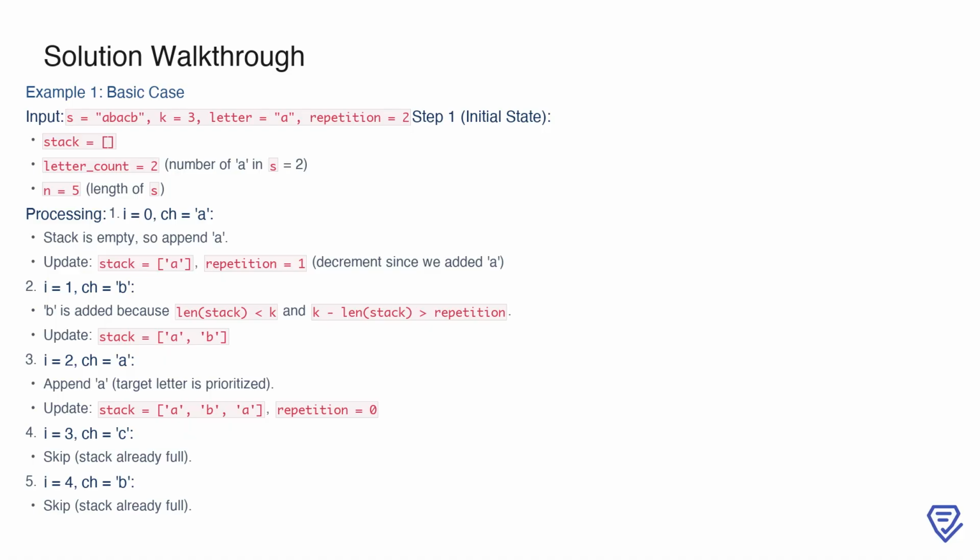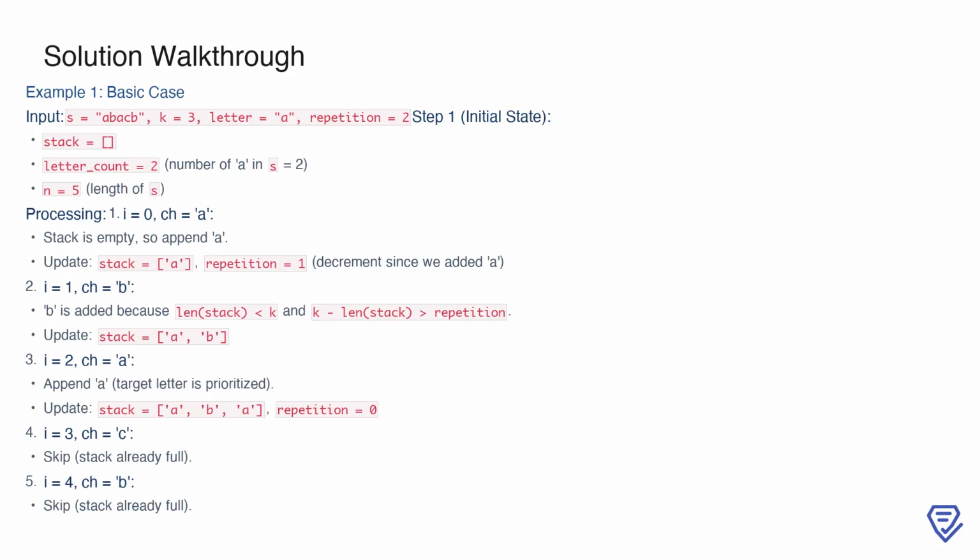Starting with example 1, we are given the input string, a target subsequence length of 3, the letter a as our priority, and a requirement that a appears at least 2 times. Initially, our stack is empty, and we know the string contains 2 occurrences of a out of its total length of 5. Now, we begin processing each character in the string. At index 0, the character is a. Since the stack is empty, we append it to it and decrement the repetition count to 1 because we've added one of the required a's.